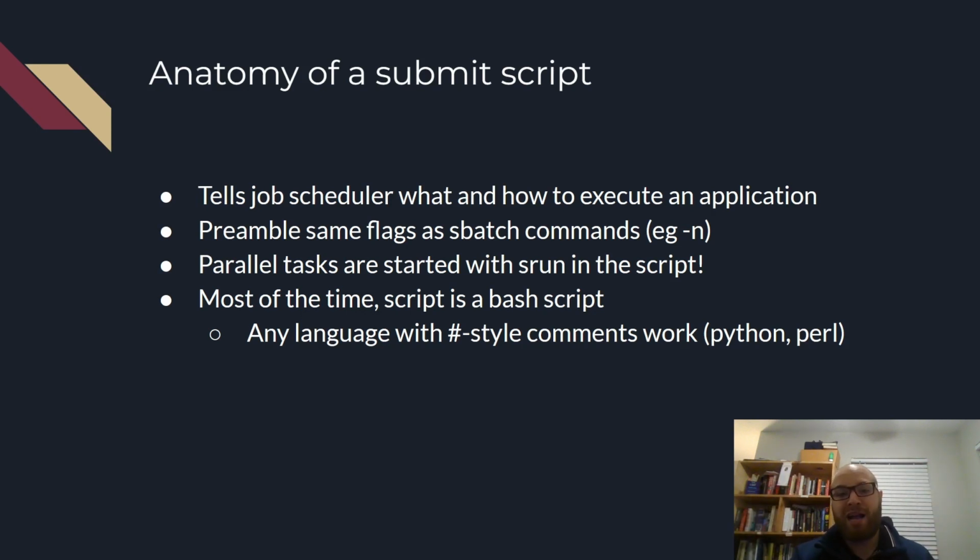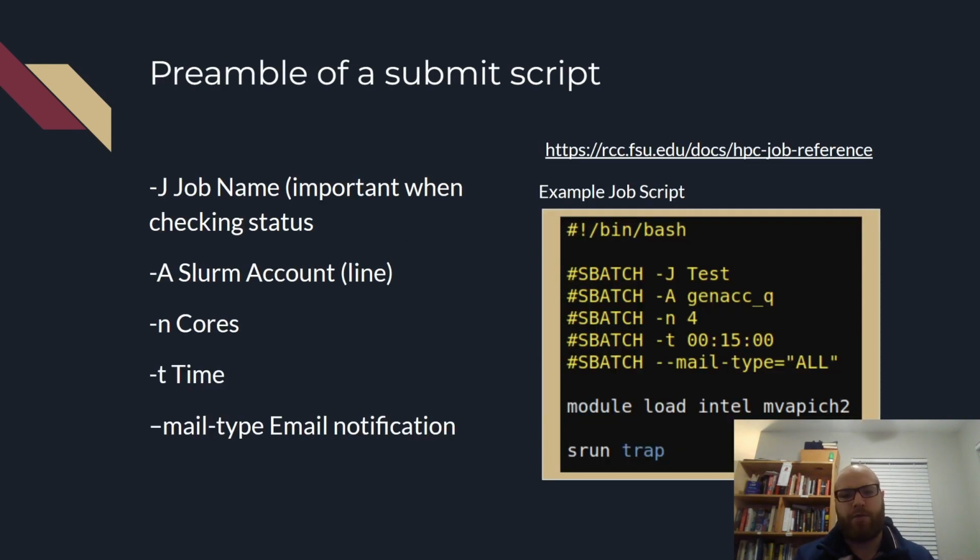Okay. Now, most of the time, when we're talking about a script, we're talking about a bash script. You can use any language with hashtag-style comments. Python or Perl will work. But most of the time, we'll talk about bash here. Okay, so this is how it looks. It's an example job script. Now if you want to run your own, I suggest you go through our docs and you'll be able to find the Slurm job reference there.